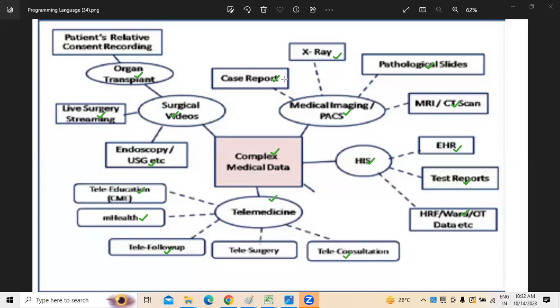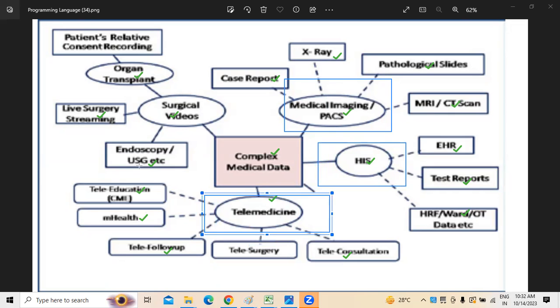So, for example, that's what I told, right? One is medical imaging PACS. The next is HLS and all, followed by the telemedicine which is involved, followed by the surgical videos. So these are all the different complex healthcare data which will be involved when we are working on healthcare projects, especially for people involved in a business analysis role in the healthcare sector.